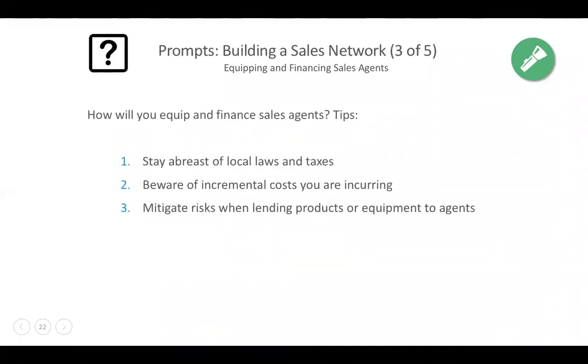Now, when deciding on how you will equip and finance your sales agents, here are some tips. First, stay abreast of local laws and taxes. Next, beware of incremental costs you are incurring, such as printing brochures or providing branded uniforms to your agents. Lastly, mitigate risks when lending products or equipment to agents. For example, if you provide phones to agents to track products, ensure you only give them to agents with a track record of returning valuable unsold products.